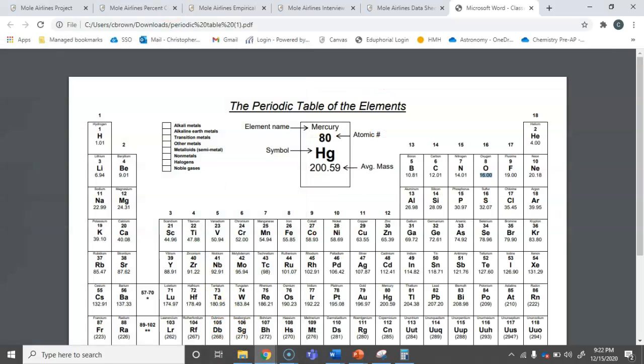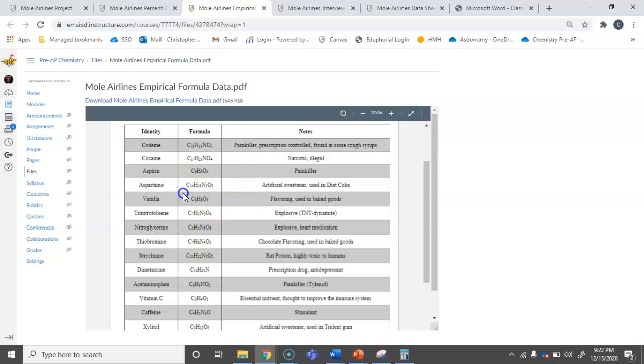Now that we have that formula, C17H21NO4, what we can then do is go to our table 2, and we can find that formula on here. C17H21NO4 is this formula right here. That is the formula for cocaine. That's going to represent the empirical formula for that substance.